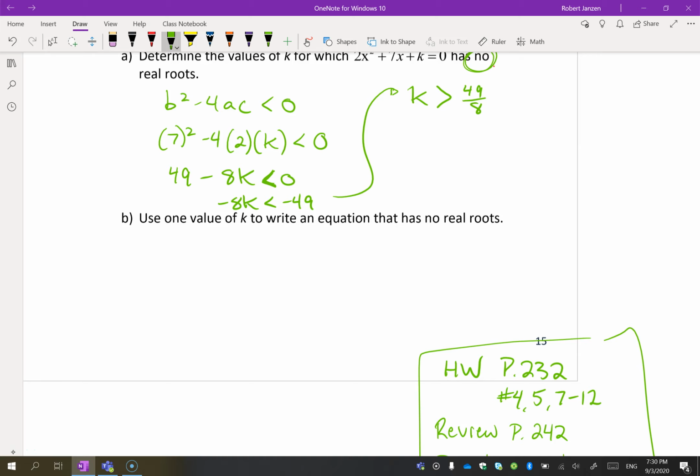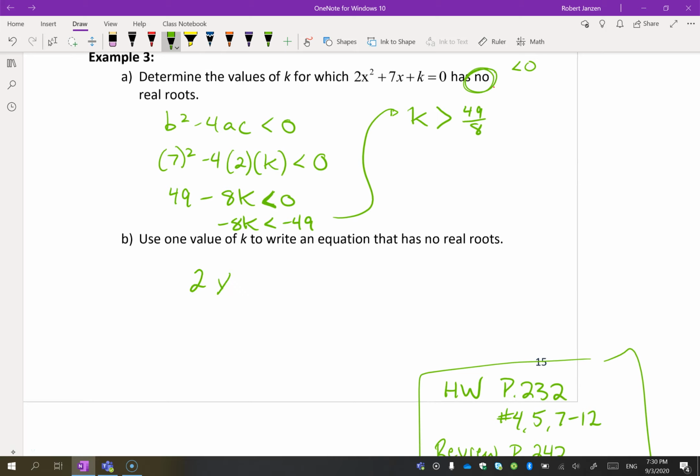Use one value of k to write an equation that has no roots. So let's put a value of k in, so there won't be any roots. Well, k would have to be bigger than 49 over 8. 50 over 8? Sure. If you're not sure, put 100 over 8. That's for sure bigger. Okay, as long as it's bigger, you're going to have an equation that works.